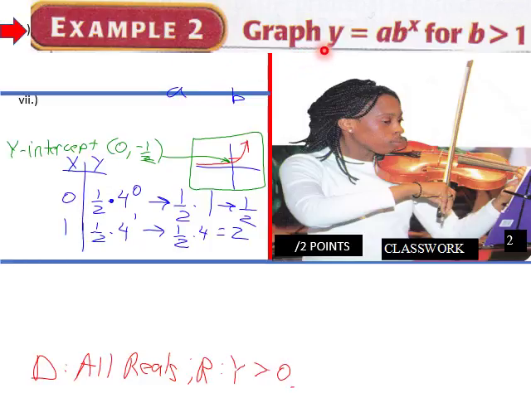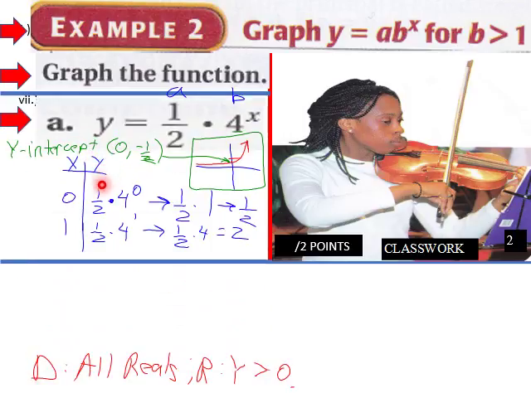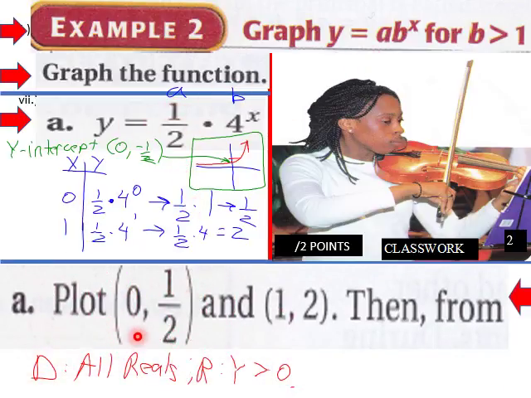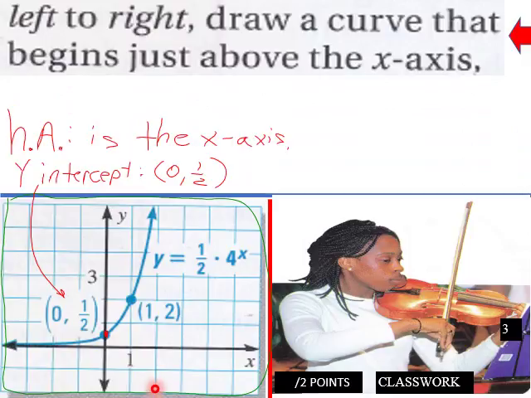Example 2: graph y equals a b to the x for b greater than 1. Graph the function y equals 1/2 times 4 to the x. Here's an example of a b to the x. So we're going to plot (0, 1/2) and (1, 2), and then from there we can probably sketch the rest of it. Left to right, draw a curve that begins just above the x-axis.